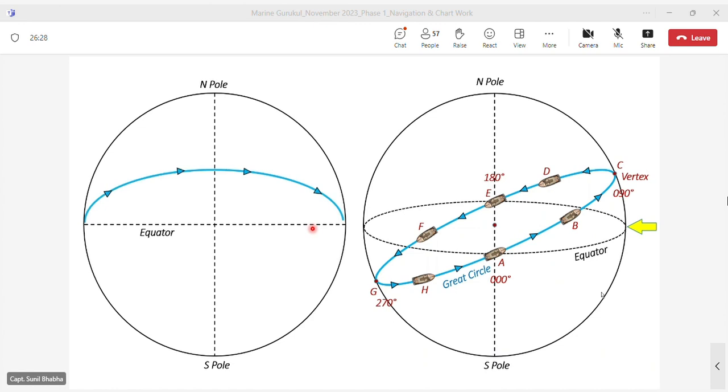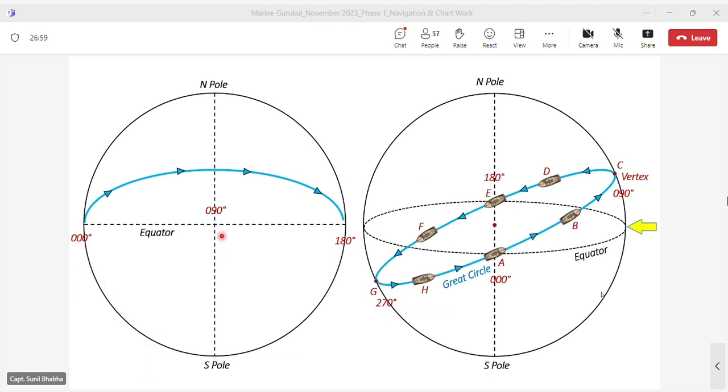The great circle track is going to look like this one. You see the great circle track. The arrows represent the direction of the motion. If you look closely, this particular point here, 000 meridian, will be this particular meridian here in the diagram. This represents the 000 meridian. You can follow the laser pointer.